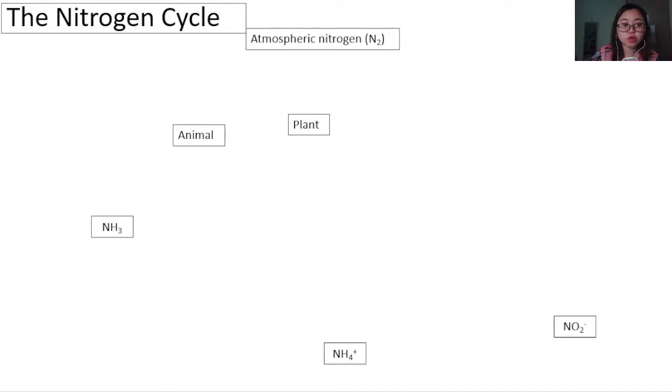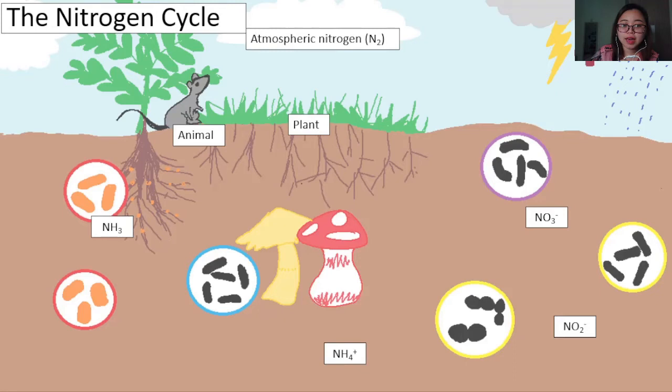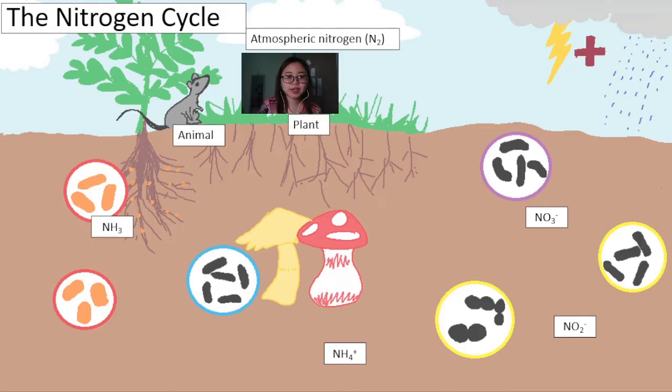NO2 negative, which is nitrite, NO3 negative, which is nitrate. And putting that in an image, we have this picture of the nitrogen cycle. Since humans are also animals, I'll be sitting here next to the animals and the plants. And now we'll learn about the processes involved in the nitrogen cycle. So we'll start with atmospheric nitrogen.